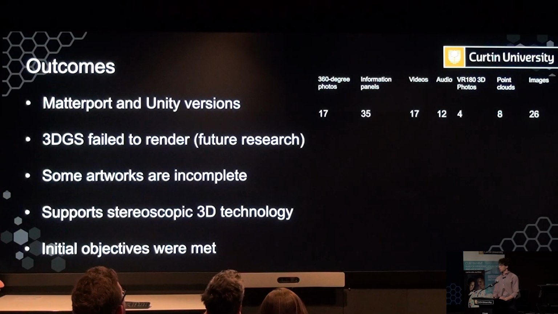So the two main outcomes of this project are the Matterport and Unity versions, with the Unity version being the more complete experience. Unfortunately, 3D Gaussian splats failed to render, and it is an opportunity for future research. Some artworks are incomplete. We've requested the artworks from the artists, and 2 of them failed to send through their videos, so those works are incomplete.